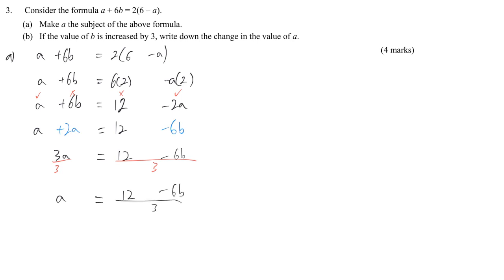Before you finish the question, you have to check whether you can simplify it. Realize that 12 and 6 are both divisible by 3, so we better separate them. 12 over 3 minus 6b over 3. 12 over 3, we can simplify it and then it becomes 4. And 6 divided by 3 becomes 2 times b. So the answer is A equal to 4 minus 2b.